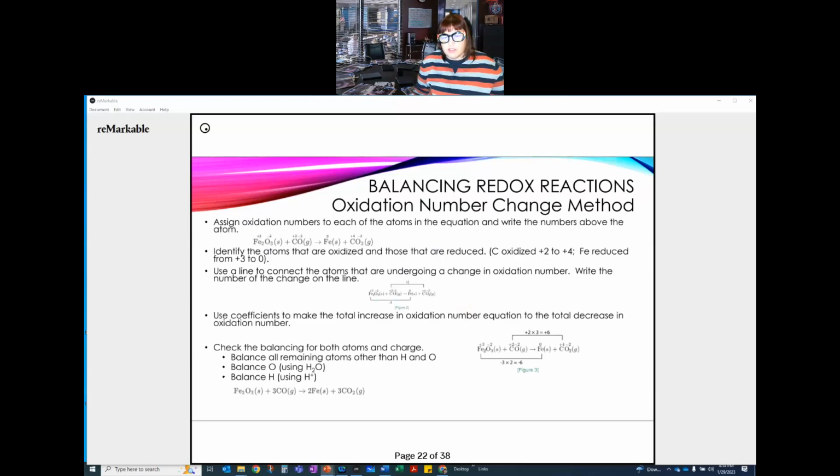But I want to mention to you that there is another method that you can use to balance redox reactions, and that's using that oxidation number change method. And it really is the same as what we've done before. Okay. So exactly what we talked about in the process previously. But we don't write it as like separate steps. We just do everything in one line.